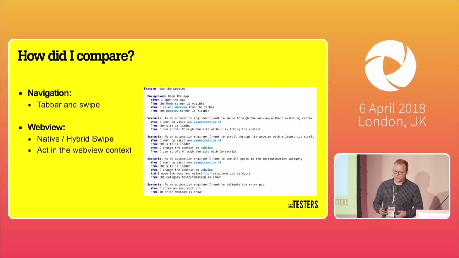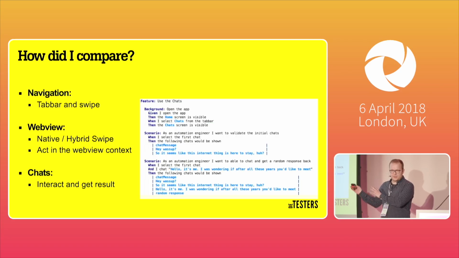I should be able to do native hybrid swipes. Hybrid swipes, just a JavaScript injection and be able to swipe. But I should also be able to act in a web view context. As you know, with Appium, you can switch between contexts. Well, that should also be possible. So that's also what I've done. Last but not least, as you saw, I also have a chat option in my app. There I'm going to test the interaction and get a result. I'm doing something, and you should be able to retrieve data from it. So that's what I used to compare the tools.